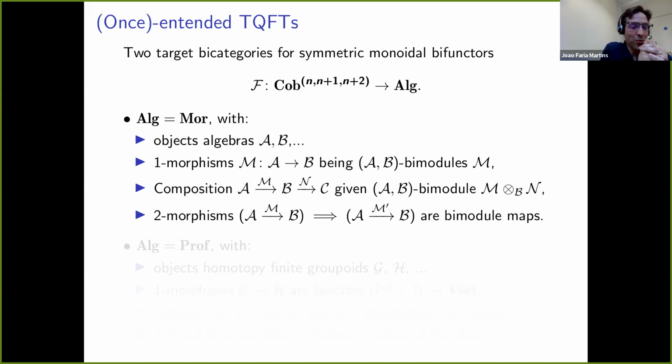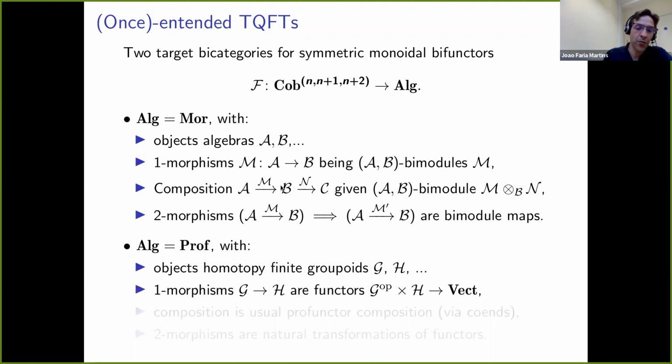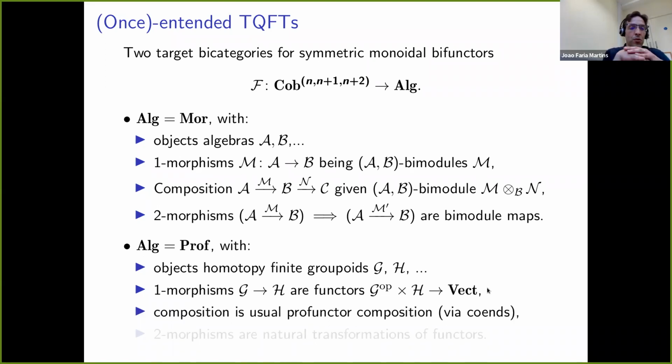In fact, this is probably one of the constructions that motivated Bénabou to start a theory of bicategories. And another more practical construction is profunctors or distributors or modules, depending on the school. So a version of the bicategory of profunctors works here today. Objects are homotopy finite groupoids. One morphisms from G to H are functors from G^op times H into Vect. And the composition of these profunctors is given by the usual profunctor composition, i.e. via coends, and two morphisms are natural transformations of functors.